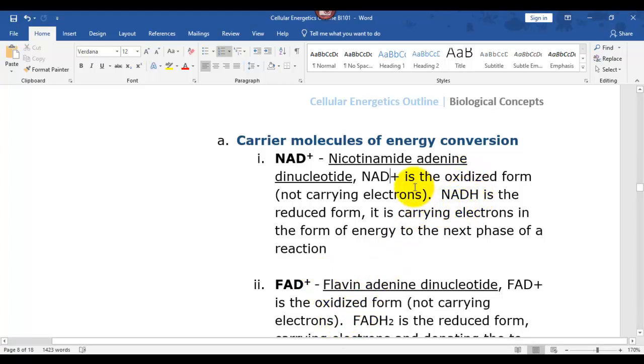NADH, which is nicotinamide adenine dinucleotide dehydrogenase, I just left it as NADH, is its reduced form. What that means is when you load up NAD+ with electrons, it becomes NADH. Now it's an energy carrier, and it's going to carry that energy and those electrons to the next phase of the cycle and donate those electrons. And then once it donates them, it oxidizes and returns back to NAD+ again.